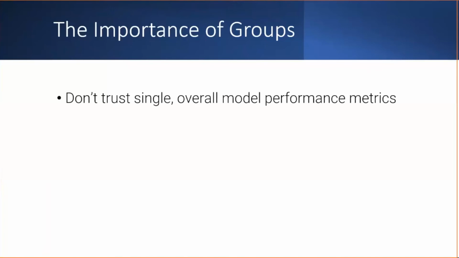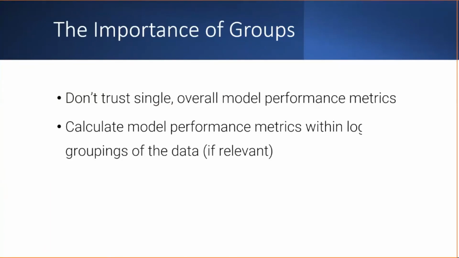So lessons here: don't trust single overall metrics. You want to look at groups. Calculate model performance across different groupings of the data, if relevant. Not all modeling tasks have groupings that are sensible or that you can easily calculate across, but if you do have those, do calculate those performance metrics across groups.